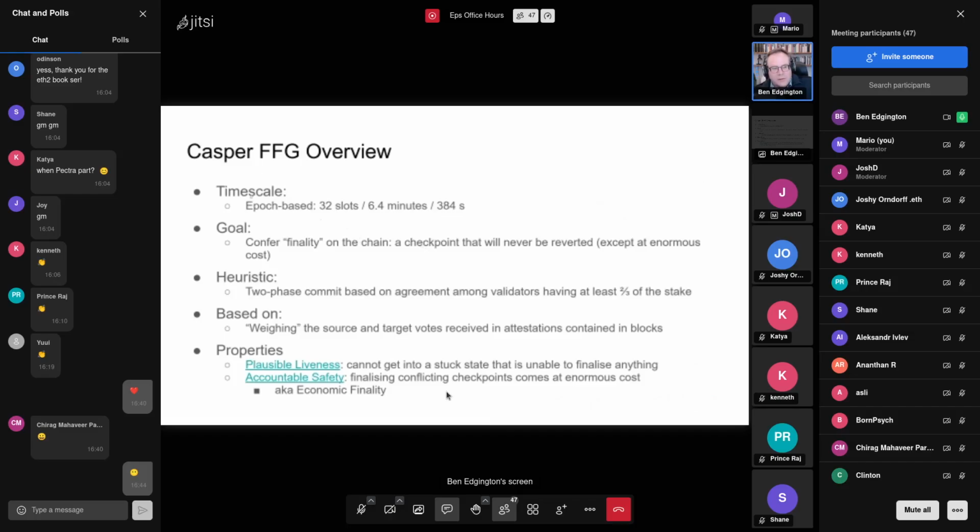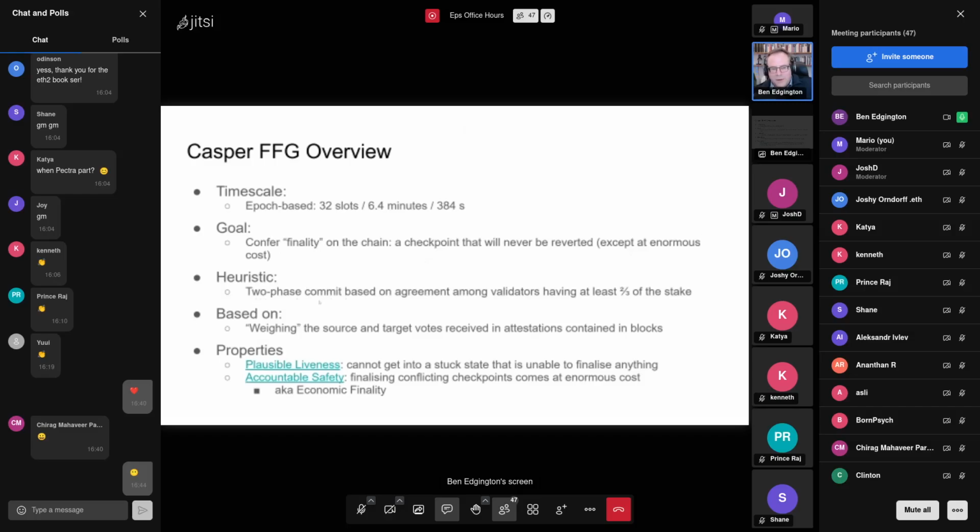So what are we doing with this? Timescales of Casper FFG: it operates on the timescale of minutes, epochs. An epoch is 32 slots, which is 6.4 minutes. The goal is to confer finality on the chain. This means that the chain will have a checkpoint, and I'll tell you what a checkpoint is later, a checkpoint that will never be reverted. So it will always exist in the canonical chain and all of its ancestors, of course, except at enormous cost. We can revert a checkpoint, but if we do so, then there is an enormous quantifiable cost, which some attacker will have had to pay in order to do that.